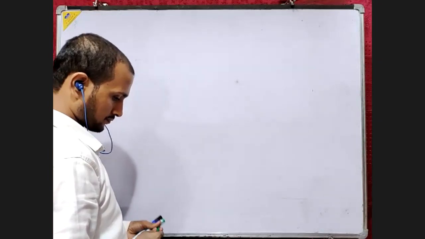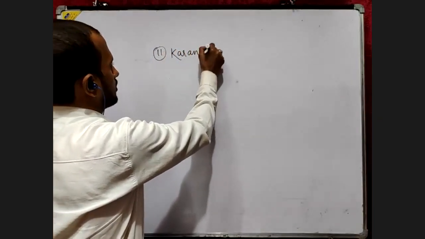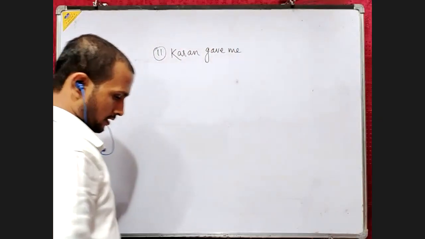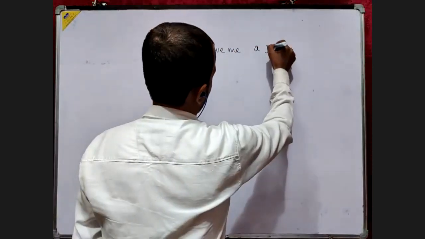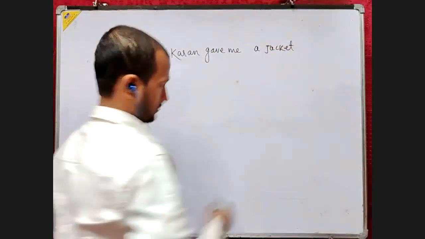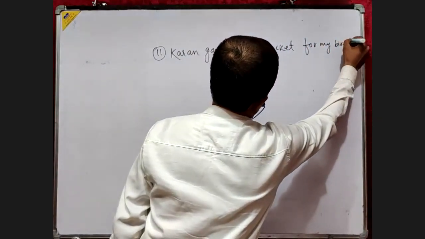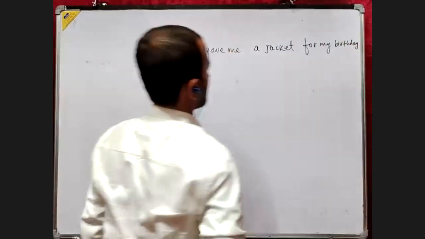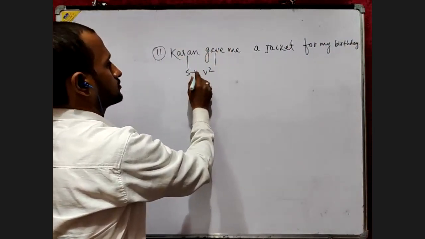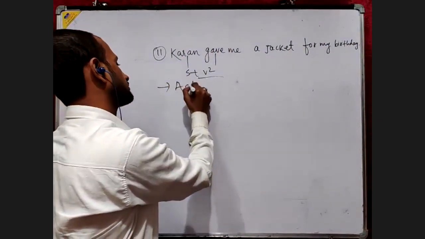Question number eleven: Karan gave me a jacket. A jacket for my birthday. Subject plus V2 means which voice? Active voice.